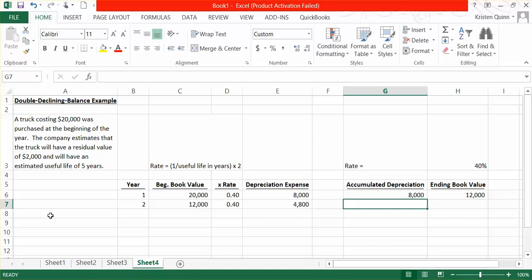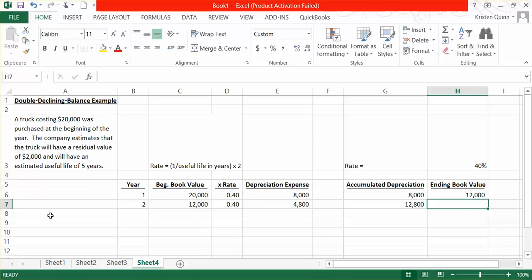Accumulated depreciation is a contra asset account and is on our balance sheet, therefore making it a permanent account, which means its balance does not get closed. So we would add the $4,800 in depreciation expense for year 2 to the $8,000 in accumulated depreciation from the prior year to arrive at our new accumulated depreciation amount of $12,800.